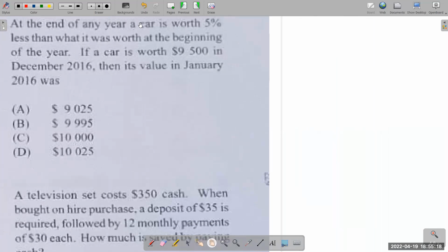All right. At the end of every year, a car is worth 5% less than what it was at the beginning of the year. So in January, your car is going to be one value, but in December, your value is going to drop by 5%. Keep in mind, the next January, you're going to start off with what you ended off in December, because obviously that's where your money is when you start off the year. So that's the kind of concept you have to be thinking, okay? So it says here, if a car is worth $9,500 in December, then its value in January of that year, shouldn't it be bigger than this?